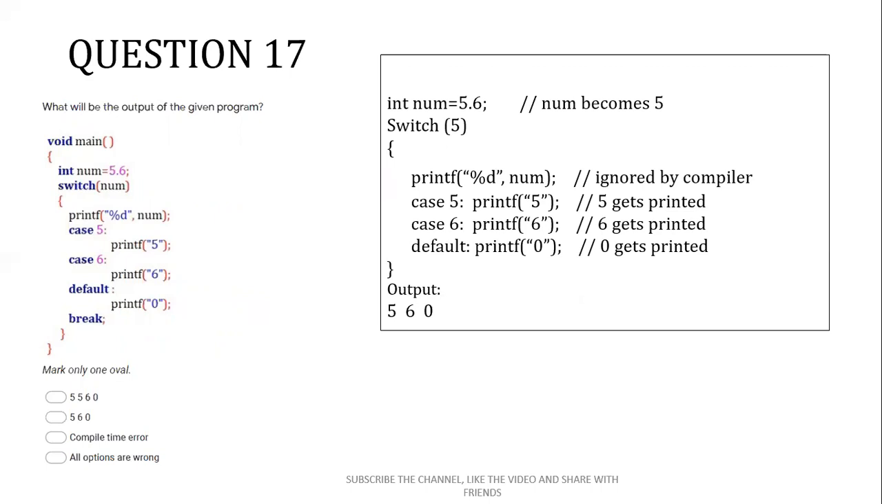After that there is no break statement. You will not come out of switch, you will continue in other cases also. So that is an example of fall through. So it will display 6 also, and then 0 also. So the answer will be 5, 6 and 0. So this is the correct answer.